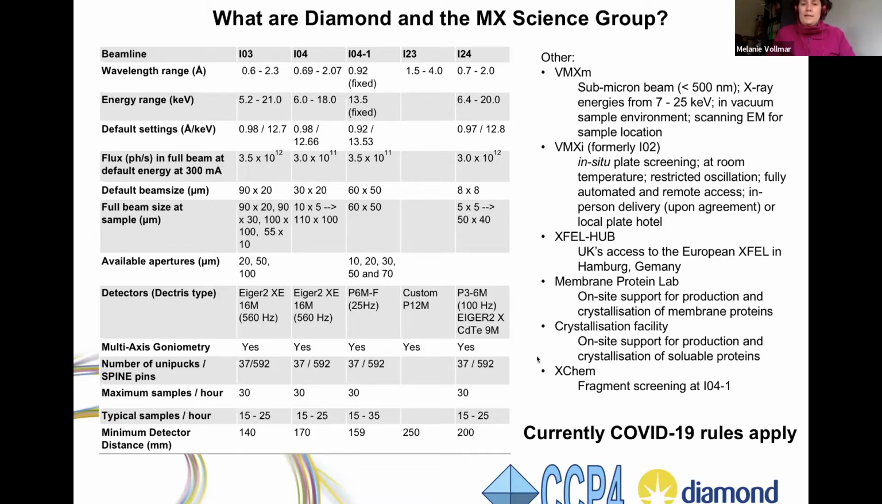And there is the XChem facility, which is basically an I04-1, this one here with a fixed wavelength, but it's geared up for very high throughput. So it's fragment screening into well-diffracting, well-established crystal systems, and then screening through small molecule fragments in a high throughput manner. So that's roughly the environment I'm working in.